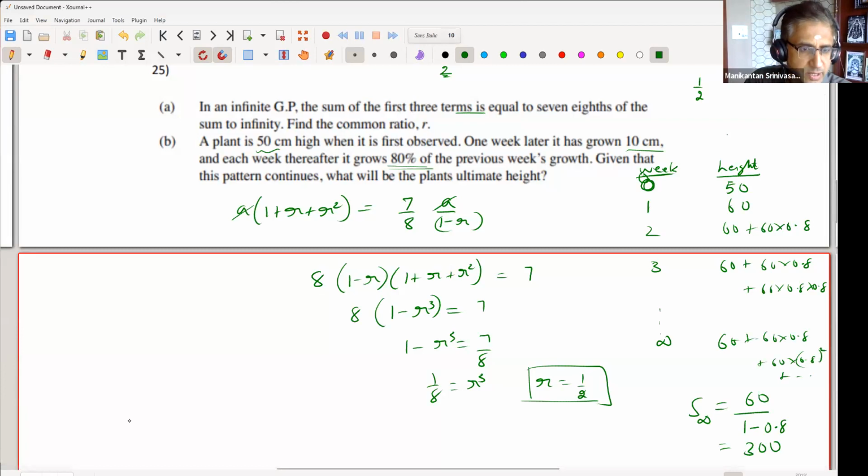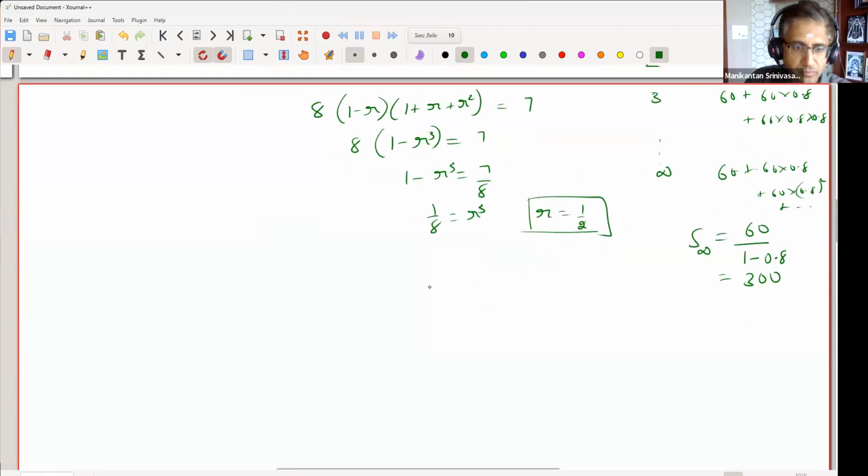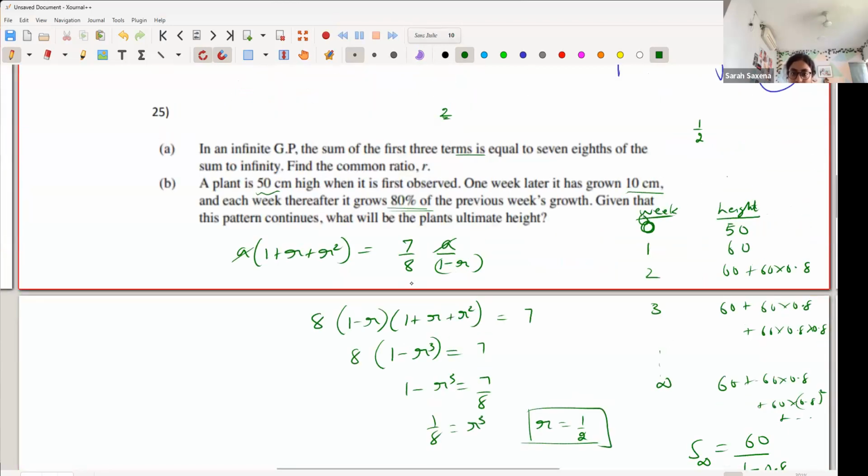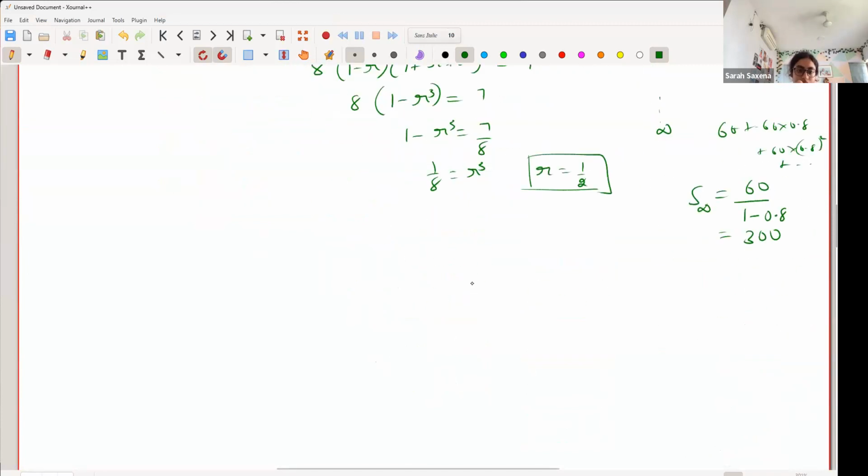Sarah, if Sarah is around, you get the same answer, 300. I didn't get the correct answer. I think I messed up. So I got the same pattern, 60 plus 60 into 0.8. I don't know why I didn't get the same answer. It's just A by 1 minus R, right? There's not much scope of making a mistake here. Yeah. Okay.